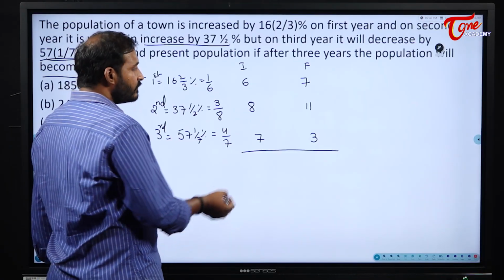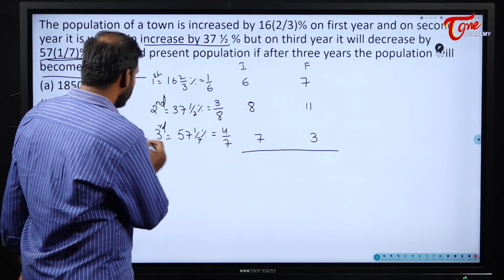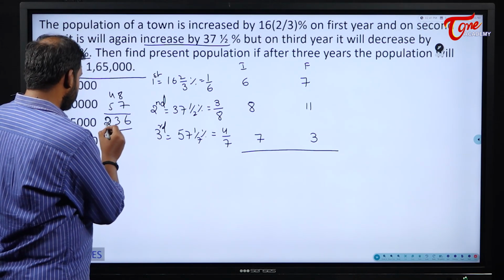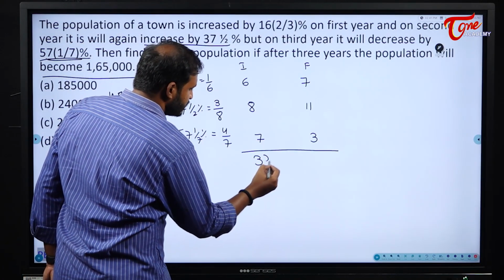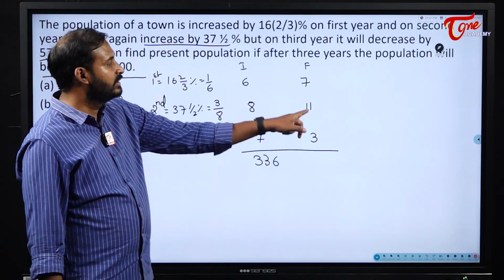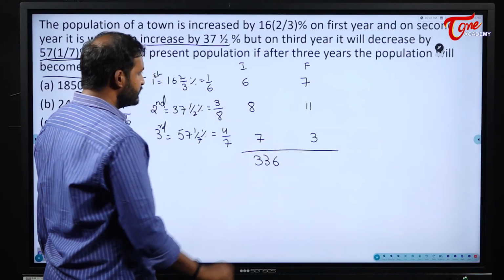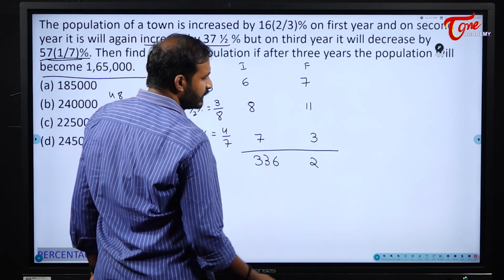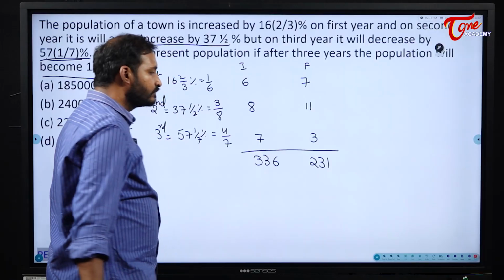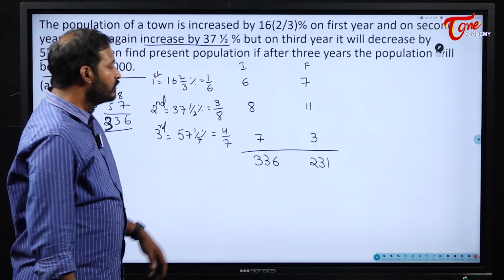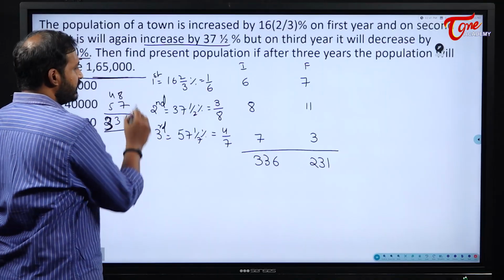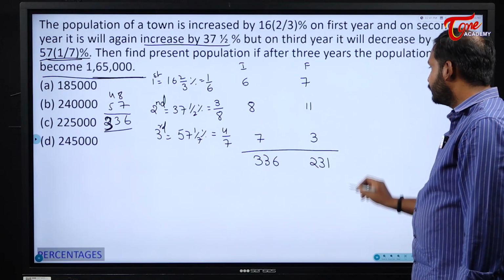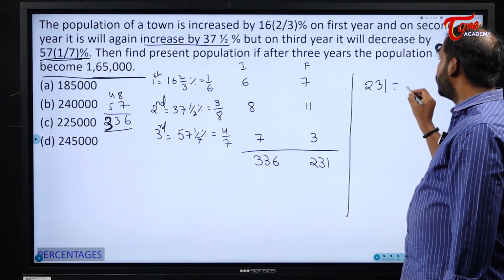6 8s are 48, 48 7s are what you are going to get? 48 7s, 56 and 336. Okay, so the initial value becomes 336. And when it comes to the final value, 7 7s are 3 8s are 48, and 7 times, what will I get here? 231. So they have given very clearly that after 3 years, the population is how much? 1,65,000. So that means the final value, this 231 parts, is equal to how much?